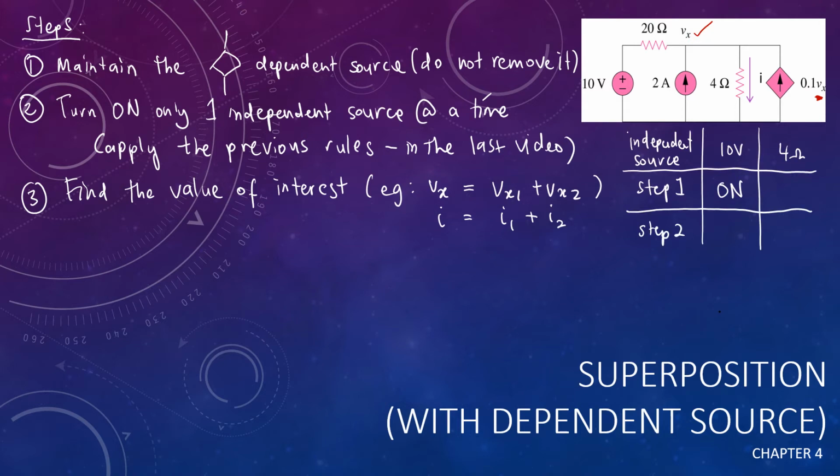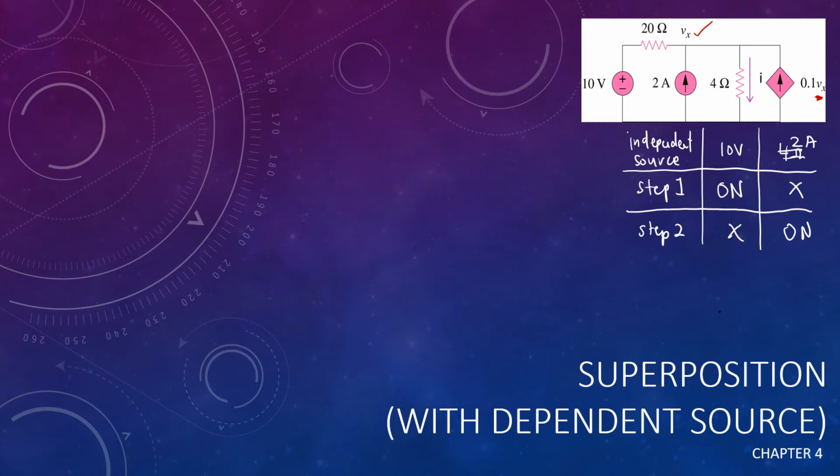So I put it in a table form. Step number 1, you turn on the 10 volt, and the 2 amps you turn off. Then step number 2, you turn on the 2 amps and turn off the 10 volt. For the dependent source, you maintain it as it is. Okay, let's draw the circuit. Write down the aim: here we want to find Vx, so Vx1 plus Vx2.